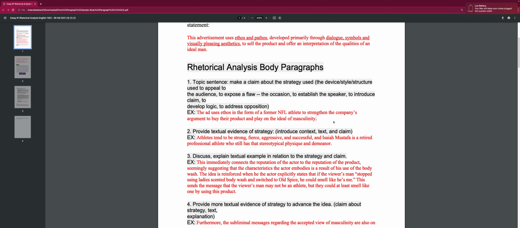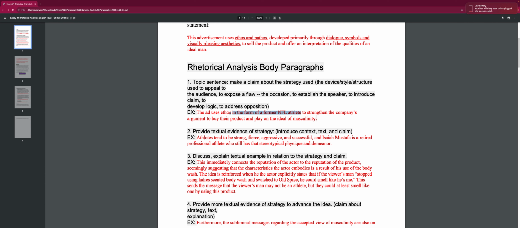Once you've made that claim in support of your thesis statement, the next part of your paragraph is going to have to prove that claim. In order to prove that claim, you need evidence, right? Since you are viewing a photo, then you need to get your evidence from the photo, right? That evidence is in the form of a former NFL athlete. All right. Right? So this guy serves as a symbol. So this student is going to then provide the evidence and explain how this guy serving as a symbol strengthens the argument to buy the product and plays on the ideal of masculinity.